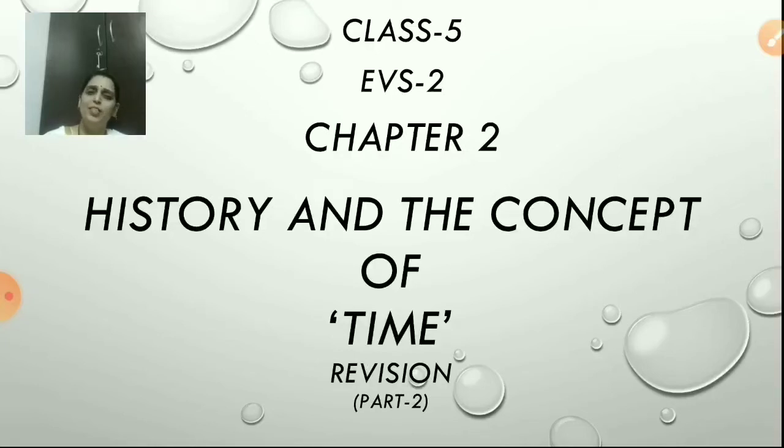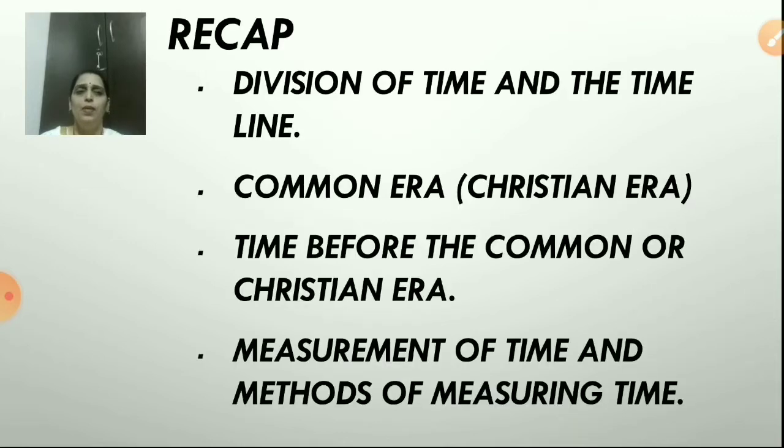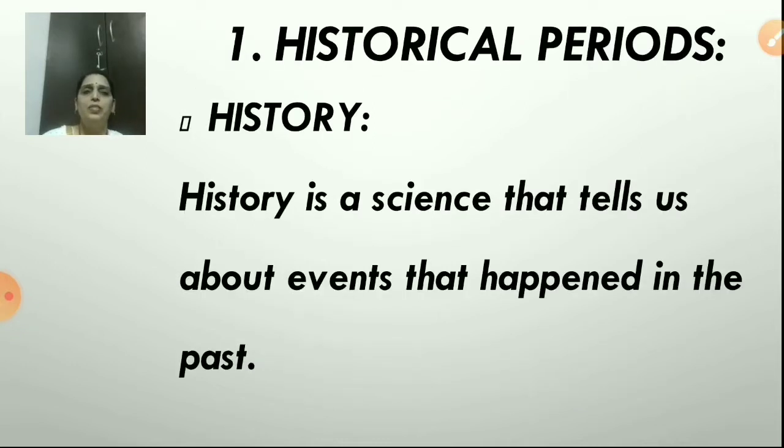Today we are going to learn the second chapter, History and the Concept of Time, revision part 2. Let's take a short recap of what we did in our previous session. We learned division of time and the timeline, common era, Christian era, then time before the common and Christian era, measurement of time and methods of measuring time. Now we are going to start with historical periods.